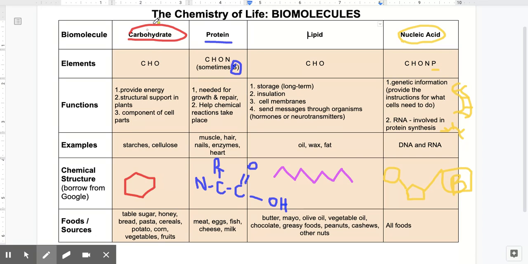So again, we have our 4 different biomolecules: carbohydrates, proteins, lipids, and nucleic acids. And then we want to think about the elements that make them up. What do they do? Some examples. Where are they found in food? Can we pick them out based on a chemical structure? And then the next level is thinking about what monomers they have, what little pieces make up each of those groups.